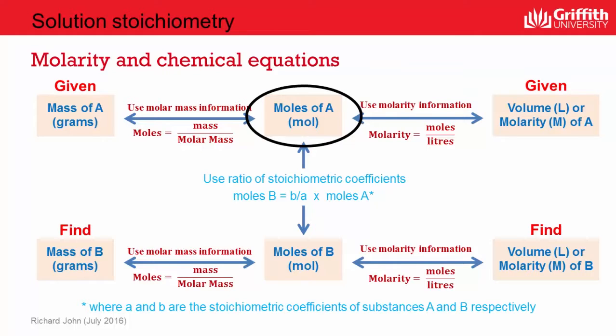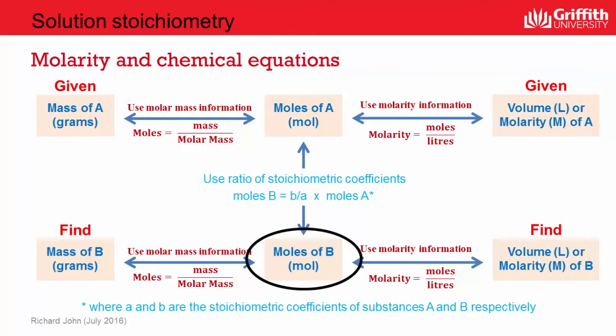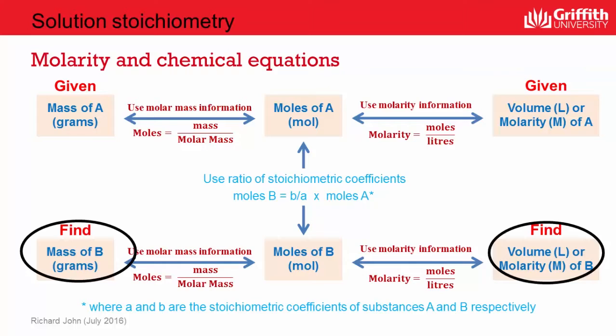Step 2 is to convert the moles of substance A into the moles of substance B using the ratio of the stoichiometric coefficients. Then depending on what it is we're being asked to find, we can either use molar mass information to find the mass of substance B on the left-hand side, or we can use molarity information to find either the volume or molarity of substance B on the right-hand side there.